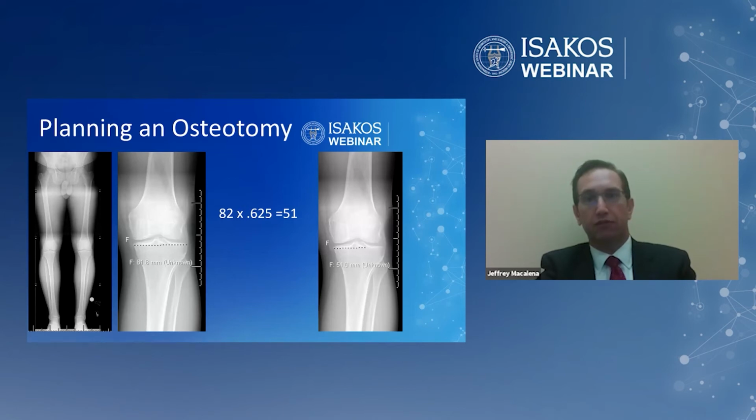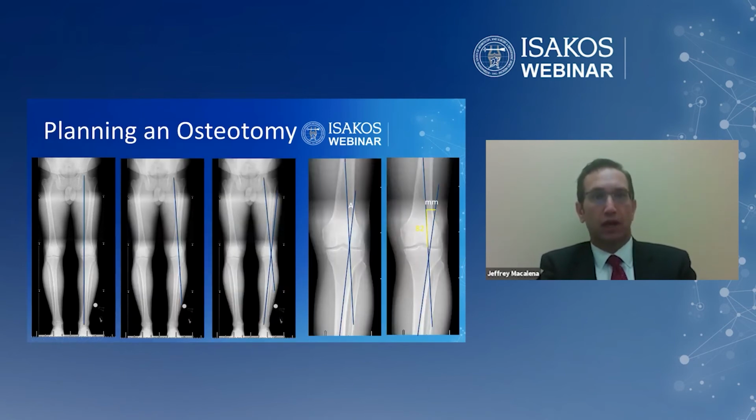62.5% of that gives us 51 millimeters. And so you can see there we've measured across 51 millimeters with our desired point here on the downslope of the lateral spine. So how do we make our lines?